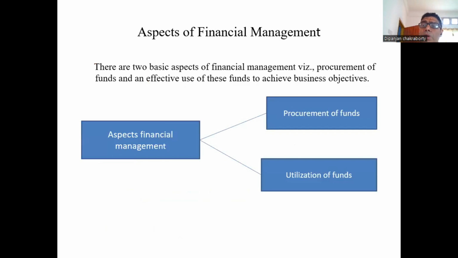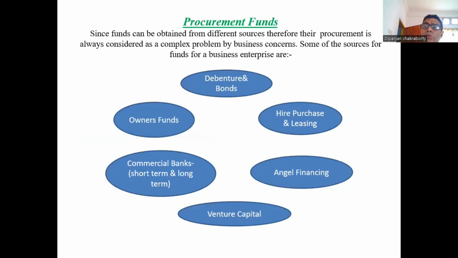Then coming to a very important part of financial management, aspects of financial management. In the definition part, we have already dealt that financial management deals with the procurement of funds and utilization of funds. Again, we are discussing this in the form of two basic aspects, that is procurement of funds and effective use of these funds to achieve business objectives. That means to achieve business objectives, a firm has to procure funds, and the effective use of these funds is very, very important. Now, how will the funds be procured? Since funds can be obtained from different sources, their procurement is always considered as a complex problem by business concerns.